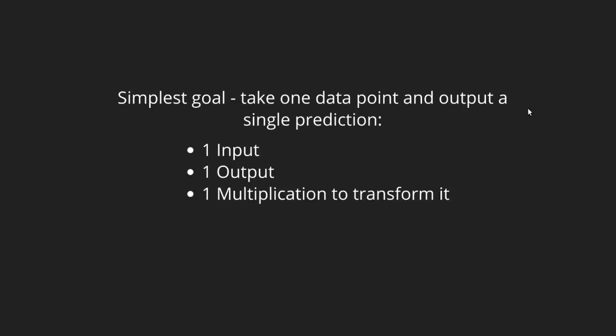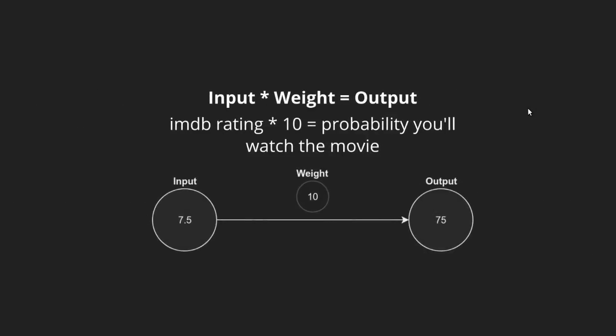So how would you transform a single input into a single output? Well, it might be surprising, but all we need to do is to multiply the input number by a so-called weight. We will multiply it by one number to scale it, and as a result we will have an output prediction. So this is the formula that you need to understand: input multiplied by weight equals output. For example, if I want to predict whether or not you're going to watch a movie, we can just take its IMDb rating, multiply it by 10, and as a result we will have a probability of whether or not you will watch the movie.